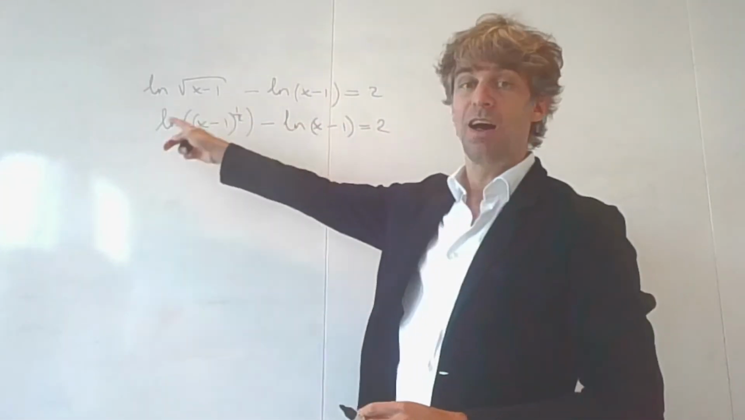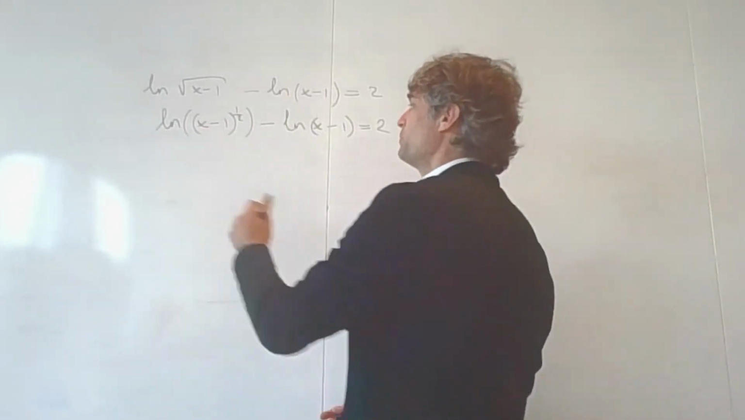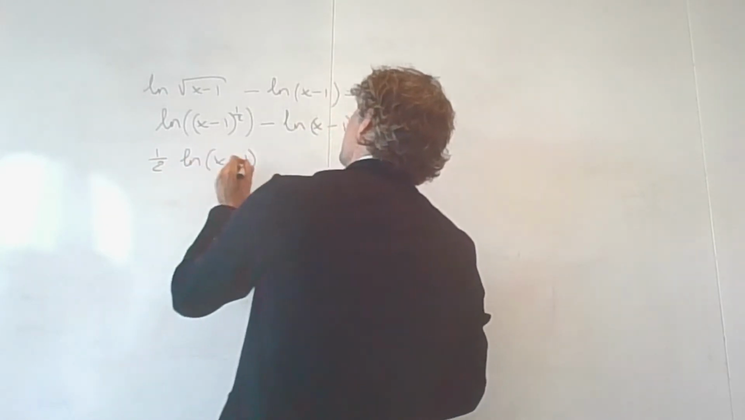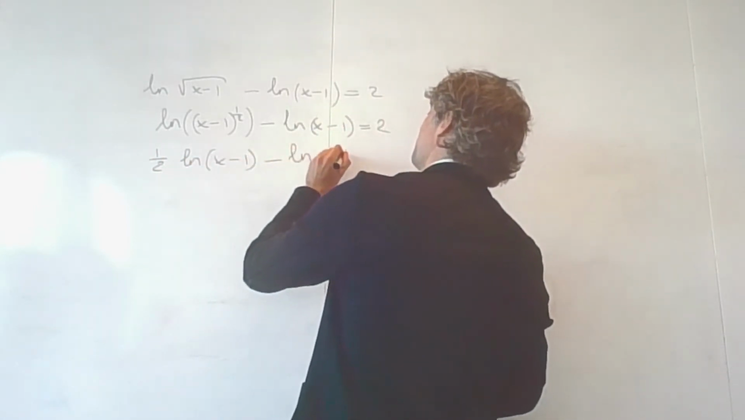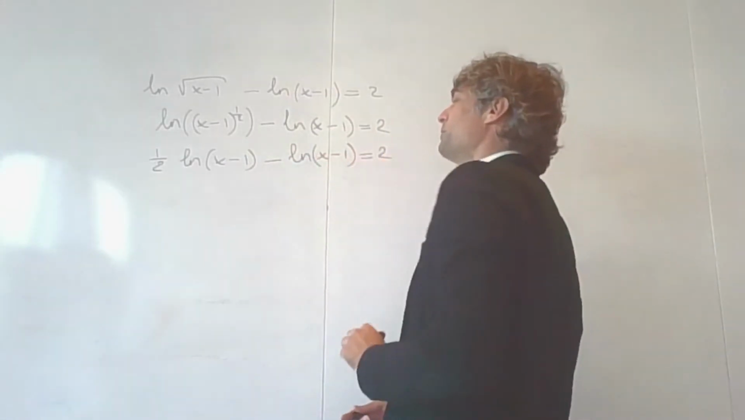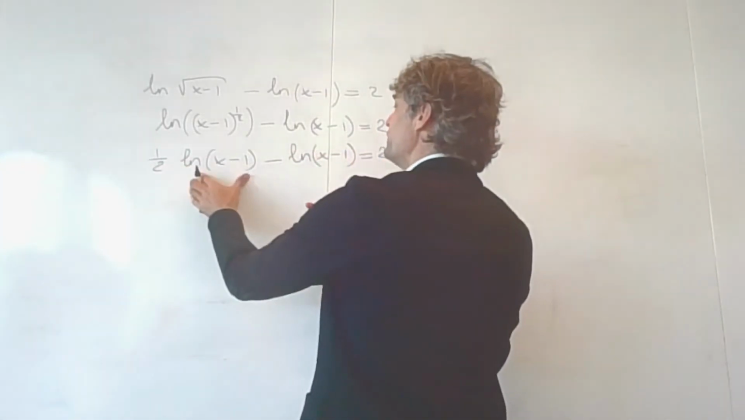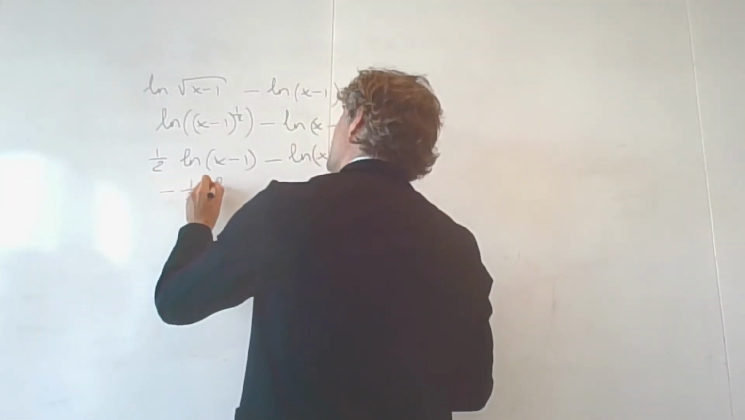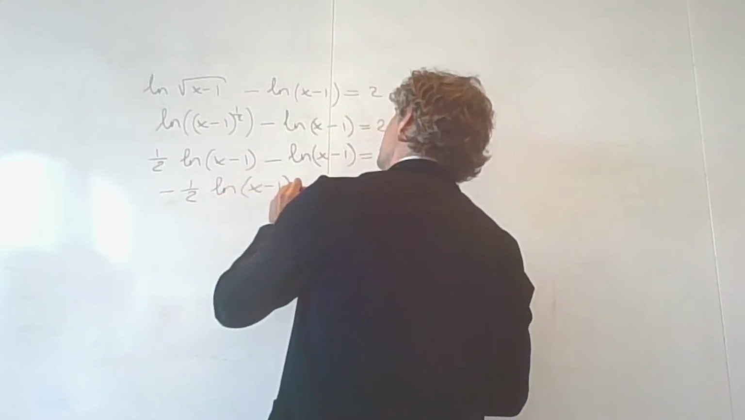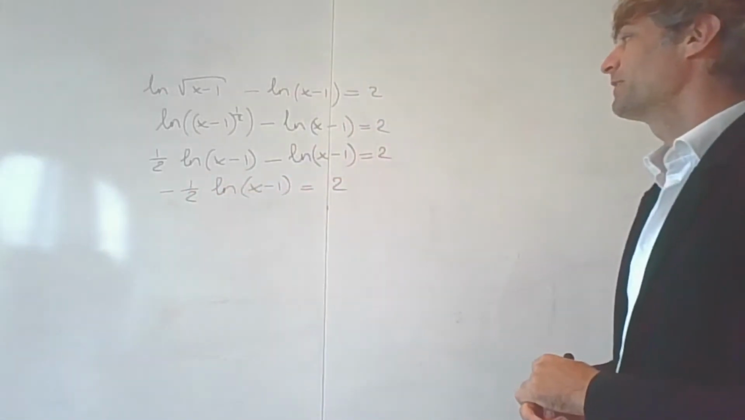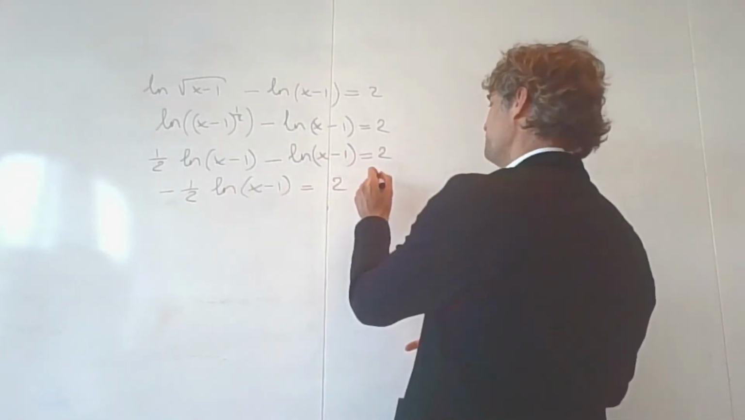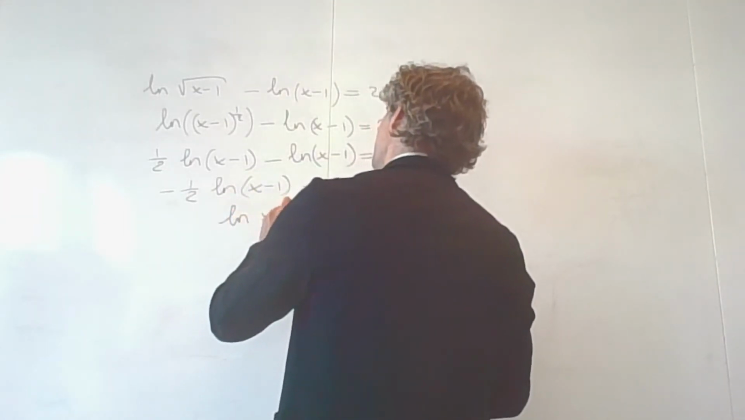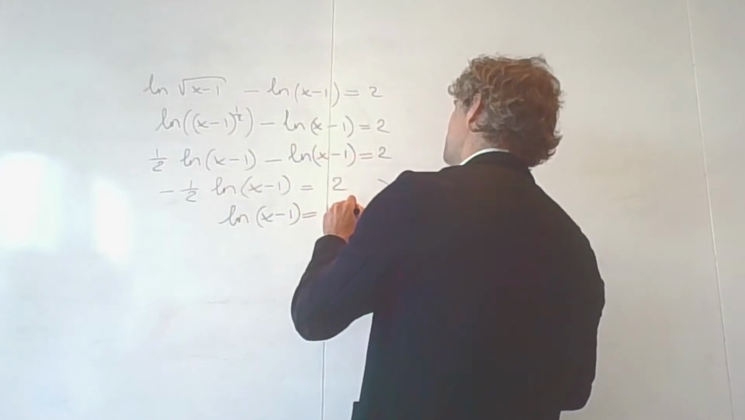Then I can bring the half in front of the ln. That's one of those rules. Half ln (x minus 1) minus ln (x minus 1) is 2. Hey, I got half of this and a whole of this, and I subtract this here. So it's minus half ln (x minus 1) is 2. Great. So times minus 2 maybe. Times minus 2 gives me ln (x minus 1) is minus 4.